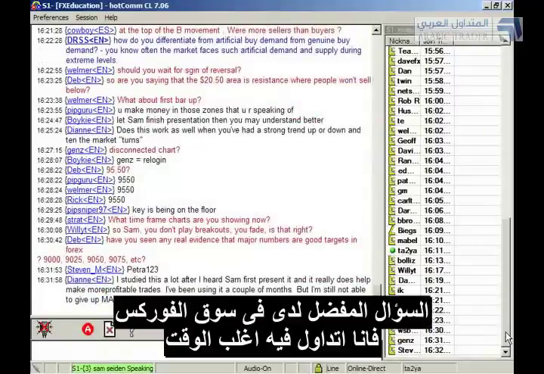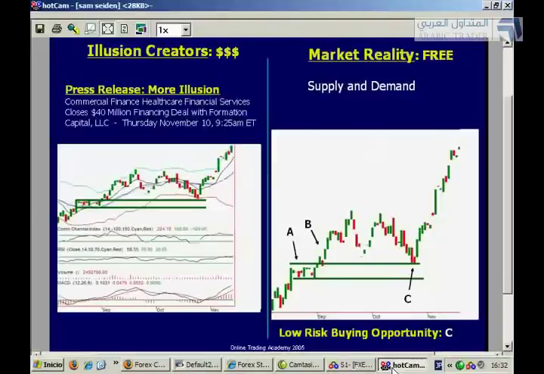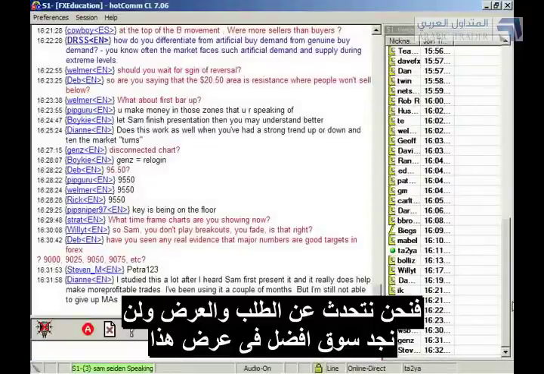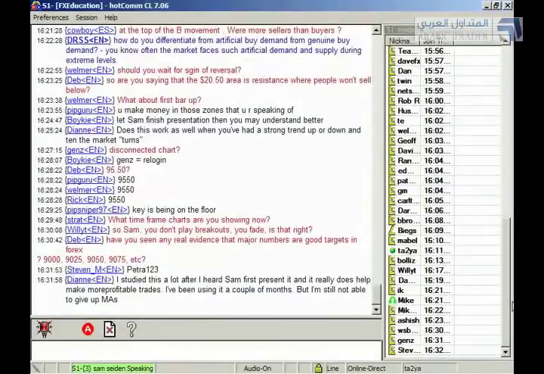Question about the Forex. Yeah, I love the Forex markets. I trade them all the time. If you're talking supply and demand, you're never going to find better markets than Forex.